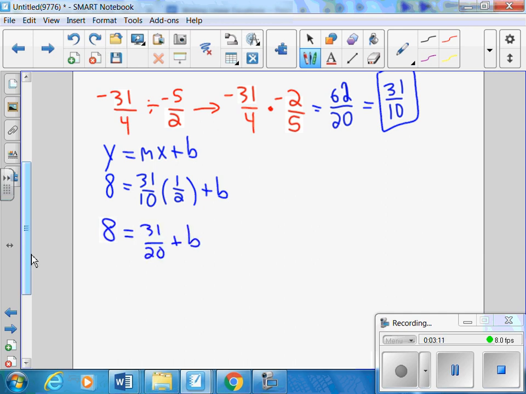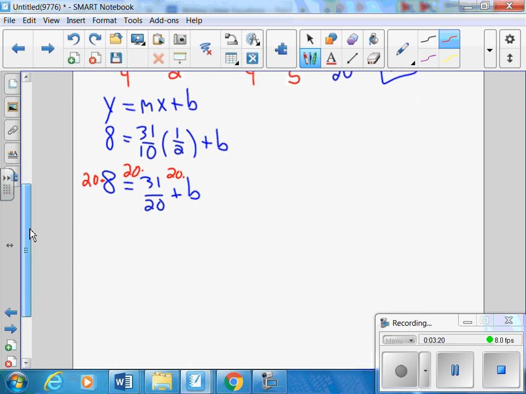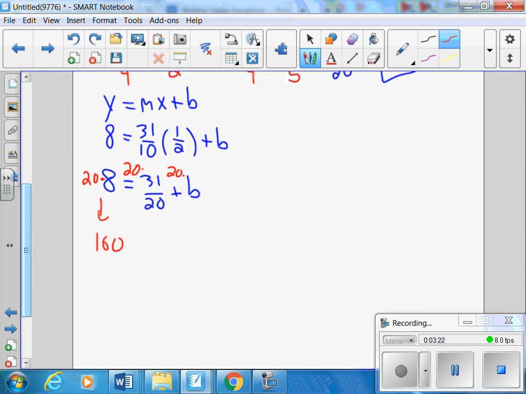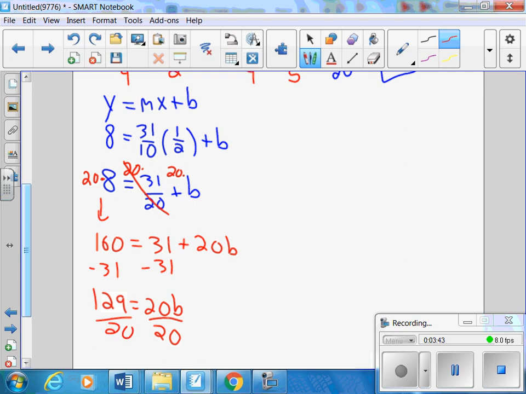And then plus b. And now to get rid of my fraction, I'm going to multiply everything by 20. So now 8 times 20 is 160. That equals, these 20s cancel out, so you just get 31, and then plus 20b. And we'll subtract 31. 160 minus 31 is 129. That equals 20b. And the last step here is to divide by 20. And b equals 129 over 20.